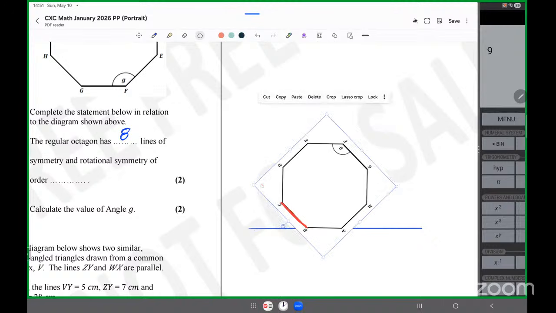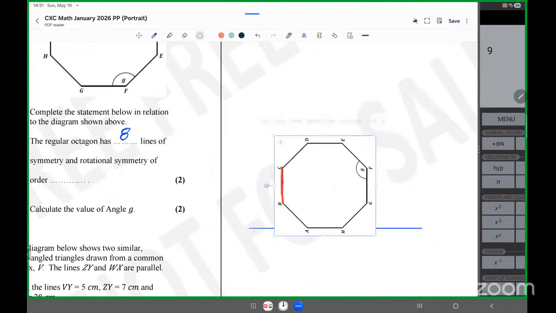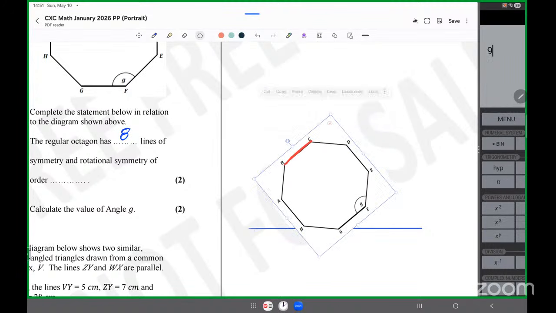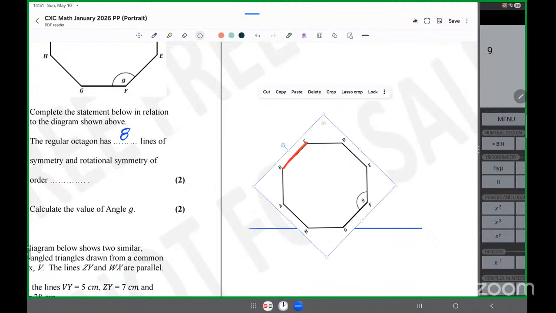That's 6. Let's rotate it again. That's 7. Let's rotate it again. That's 8. That's 8, we're done. If we rotate one more time, it will reach back where it was, so you can't count that. So the order of rotational symmetry of this object is 8.